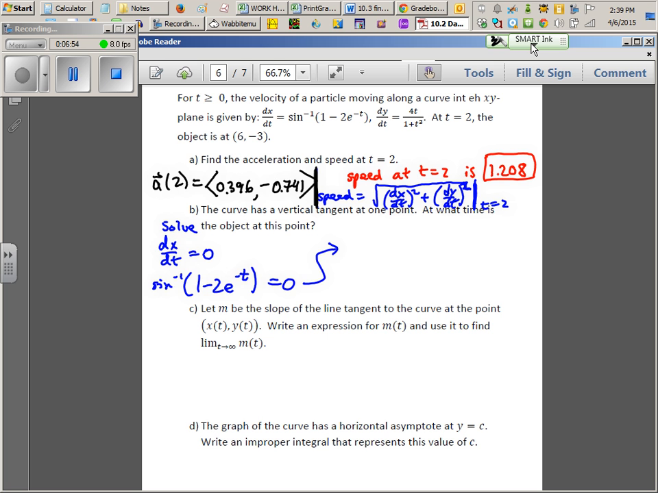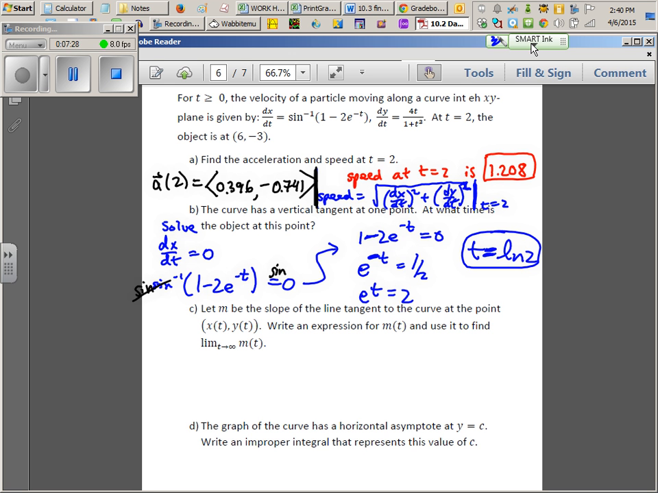If you take the sine of both sides, you get 1 minus 2e^(-t) equals 0. Subtracting the 1 and dividing by negative 2, I get e^(-t) is a half. Reciprocating both sides, I get e^t is 2. In other words, t is ln 2. T is ln 2. That's a very special time at which dx/dt is actually 0. Okay?